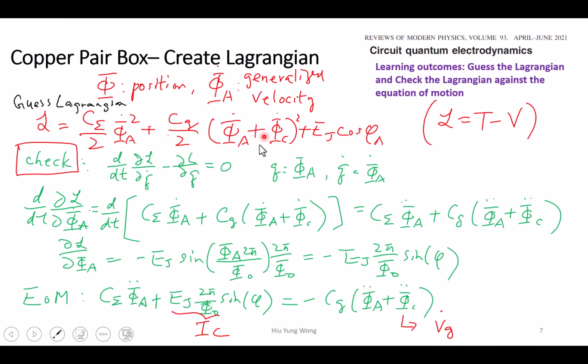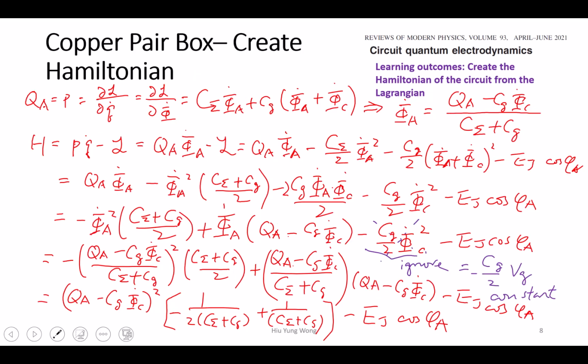And the reason I want to find the Lagrange equation is because I want to find the Hamiltonian. Because I know that the Hamiltonian connects classical mechanics to quantum mechanics. And then I use the Hamiltonian to do quantization, right?